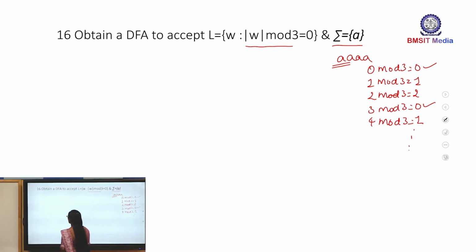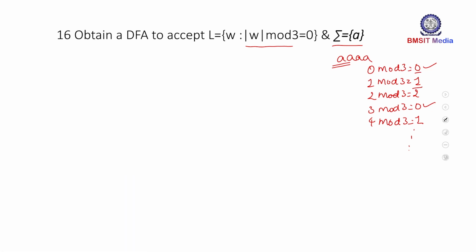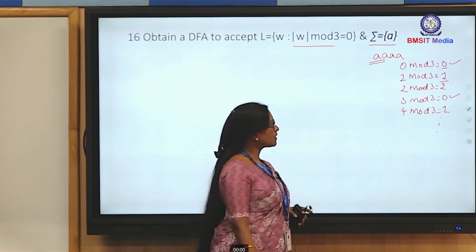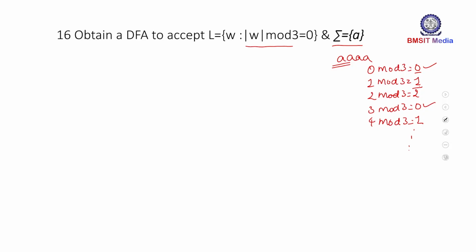To draw the DFA for this, we'll start with the number of states. The number of states is based on the remainders. Here you can see that it produces 3 remainders, 0, 1, 2. So the states would be Q0, Q1, Q2. Q0 signifies the remainder 0, Q1 signifies the remainder 1, and Q2 signifies the remainder 2. So we'll start with the DFA here. I'll start with Q0, and then we'll have Q1, and then we can have Q2.